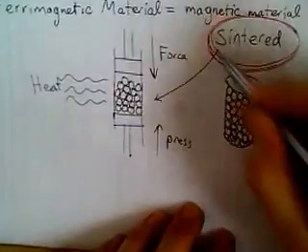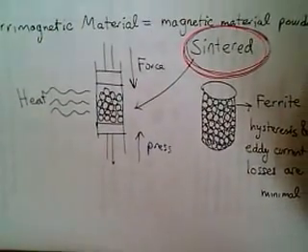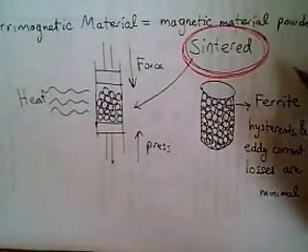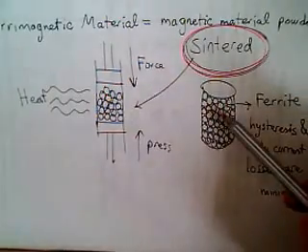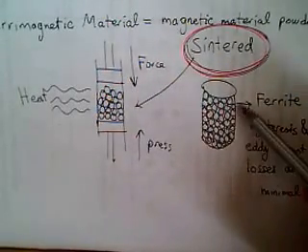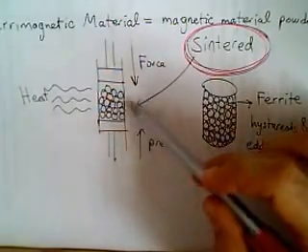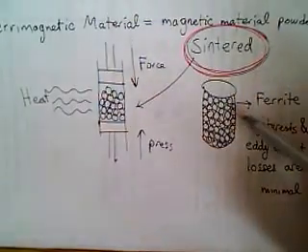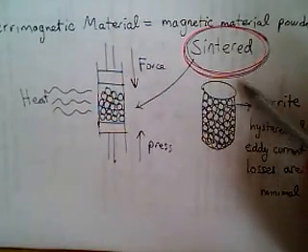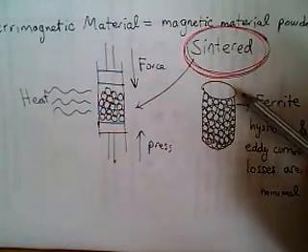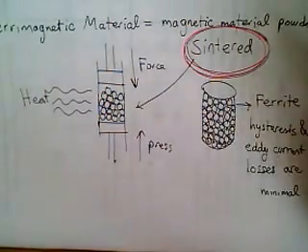This is the key word for the process, materials engineering. The sintering process produces ferrite material in the shape of that container. Usually ferrites are cylindrical, or sometimes they are rectangular, prism structure, etc.